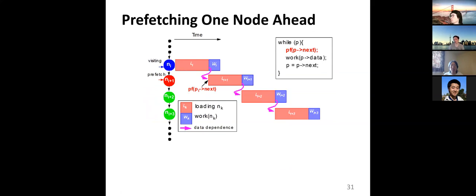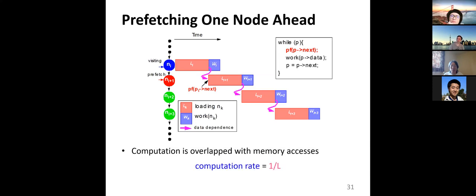What if I prefetch one node in advance? Prefetch is just a different syntax, but PF stands for prefetch, the same thing, right? So PF of p next. If I know I want to read things in advance, let me try to prefetch one element in advance. What is it going to give me? It's going to give me that element one step in advance, right? But what's the problem here? The problem is that even though computation is now overlapped with memory accesses, it's not overlapped amazingly. The computation rate improves. It's now 1/L, which, remember, L equals 3W. So this is 1/3W. Before it was 1/4W, right? But it is by no means 1/W. It's still 3X worse than what we wanted.